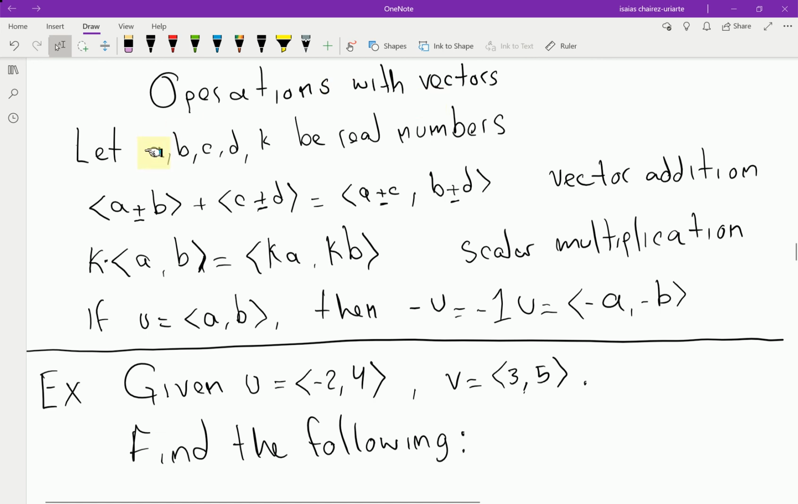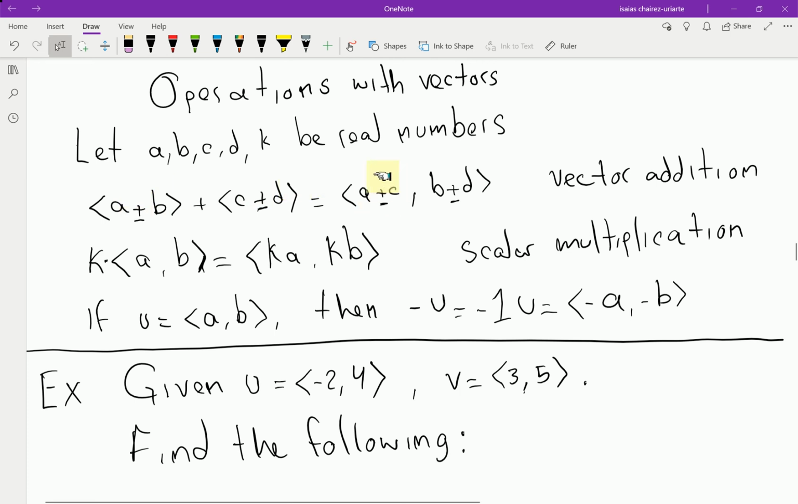So let's begin. I have A, B, C, D, and K. They are just real numbers. They could be decimals, they could be negative, they could be 0. They're real numbers. So how do you add vectors in component form? Well, I have this vector right here plus another vector. Here I could have plus or minus.